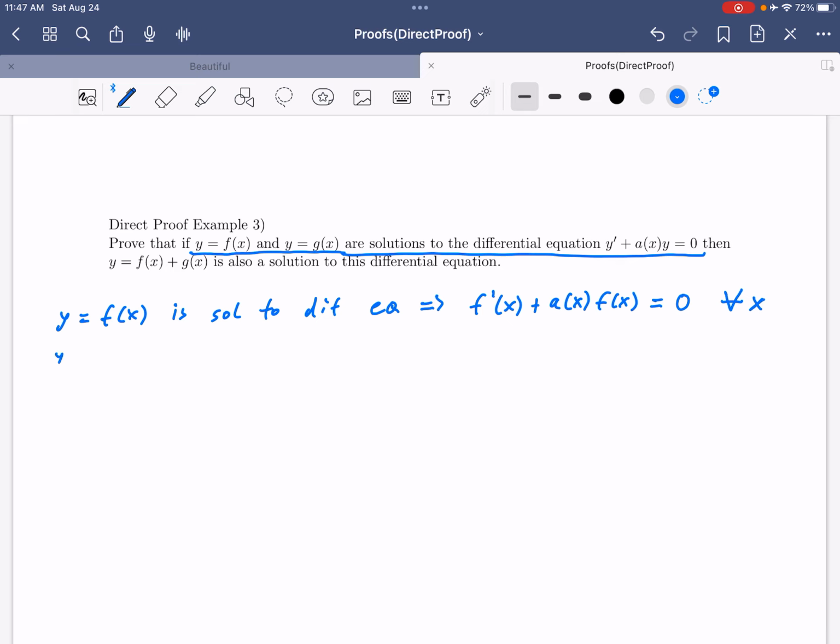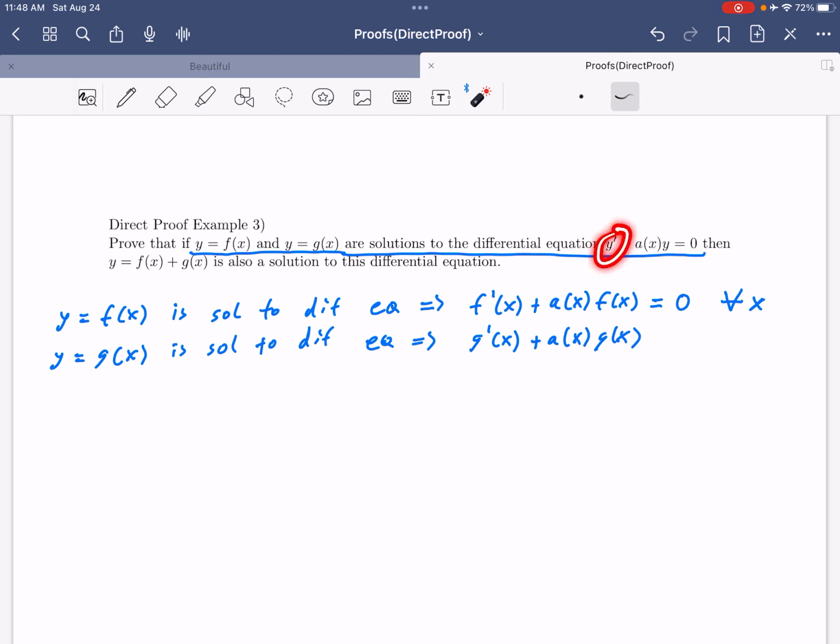Well, we also know the same is true for g of x. So y equals g of x is a solution to the differential equation. That means that g prime plus a of x g of x. So we're plugging in y equals g of x. So we're putting in the derivative there and the original function there. That's how we're getting that. That must equal 0 for all x.